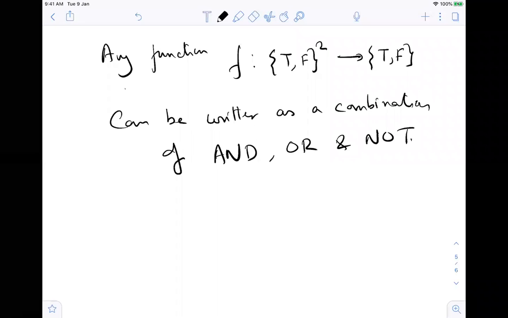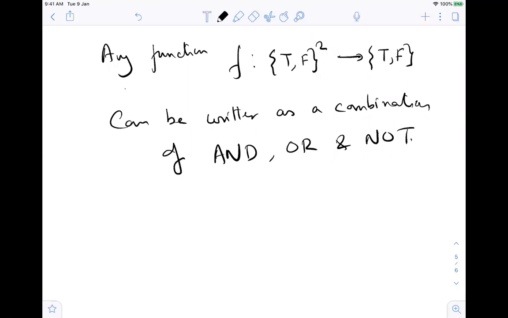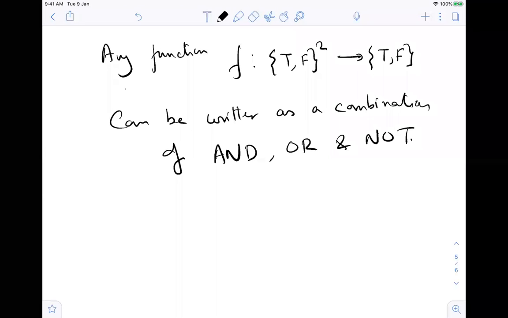Sir, why is that true false square? Like, why did you put that square there? Oh, because it is a function that takes two variables. Oh, okay, like two statements. Two statements. Okay, thank you, sir. It takes two statements and outputs a single statement.